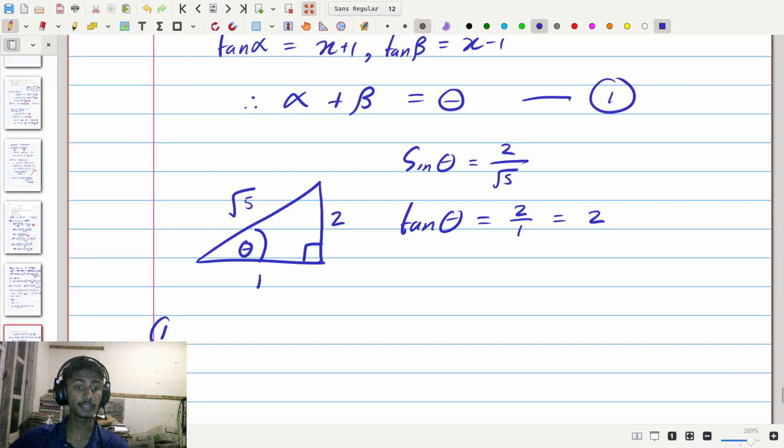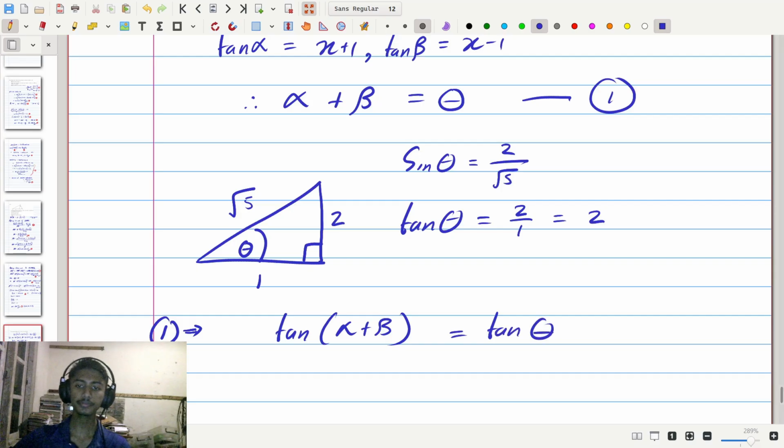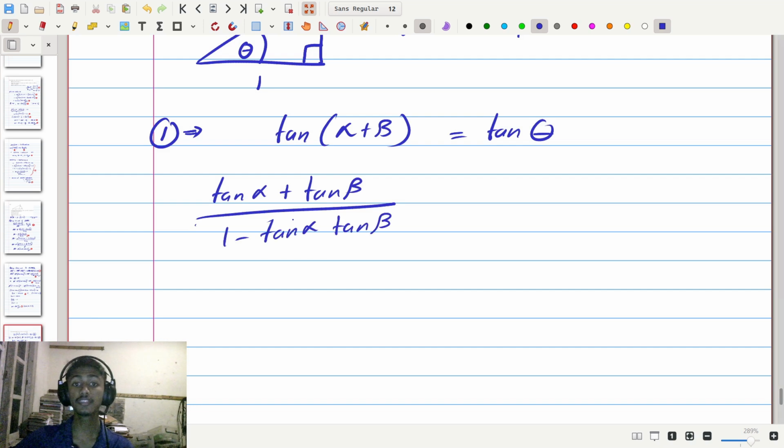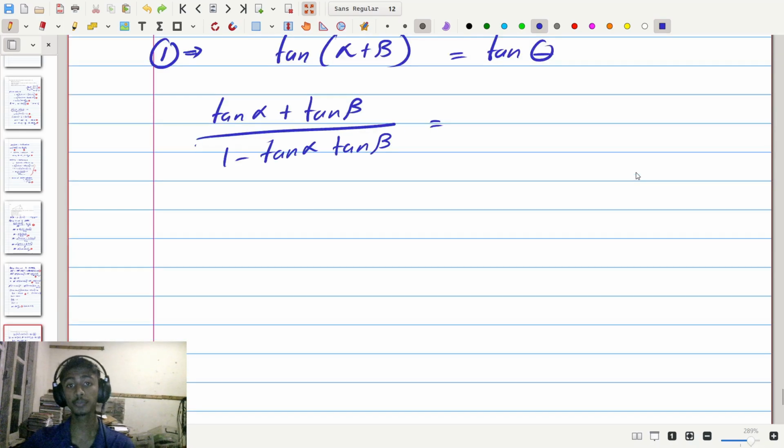and we take the tangent of both sides, tangent of alpha plus beta is equal to tangent of theta. If we expand the left hand side, we can expand tangent of alpha plus beta based on the identity we know as tan alpha plus tan beta divided by 1 minus tan alpha tan beta, and similarly on the right hand side we can replace tangent of theta with the value that we know, which is 2. So we get this equation, tan alpha plus tan beta divided by 1 minus tan alpha tan beta is equal to 2.